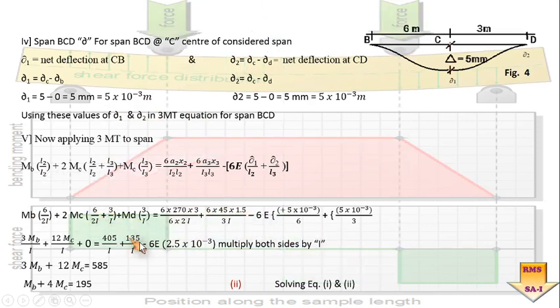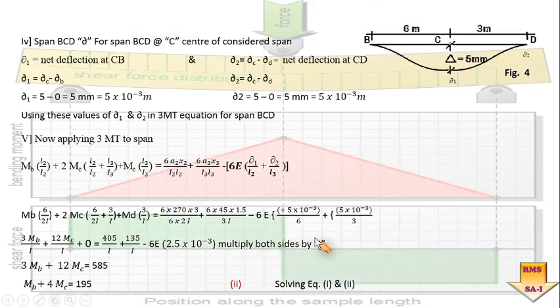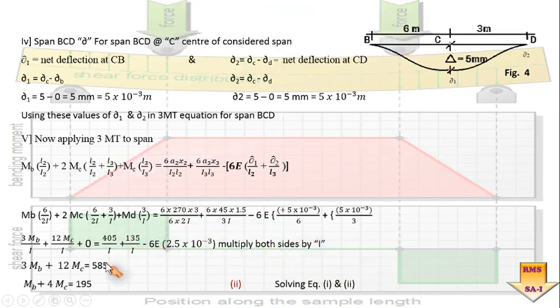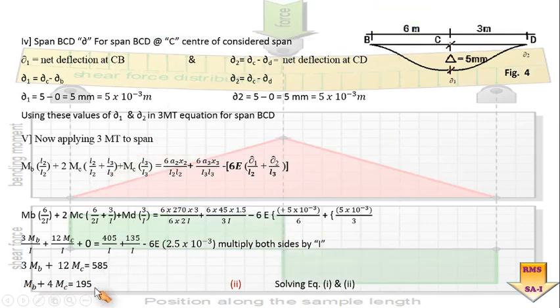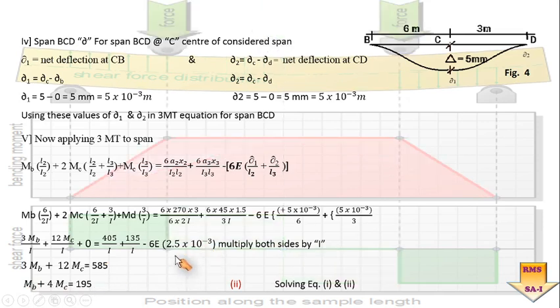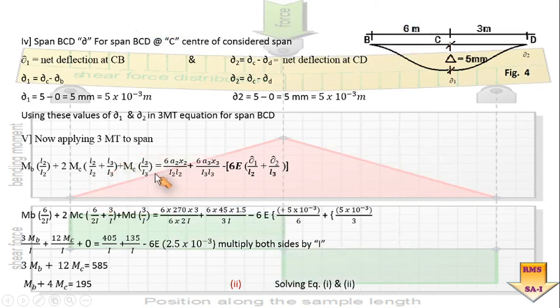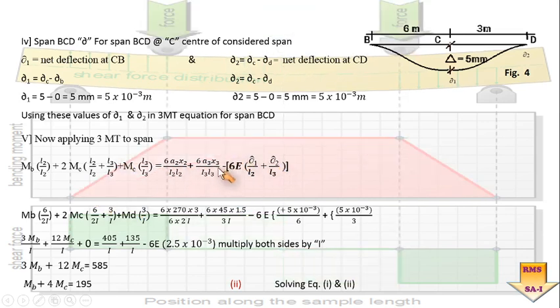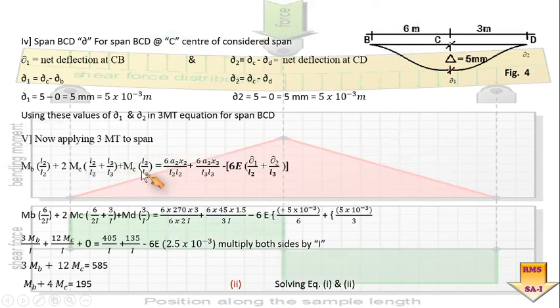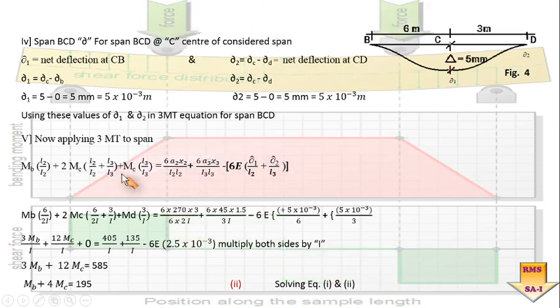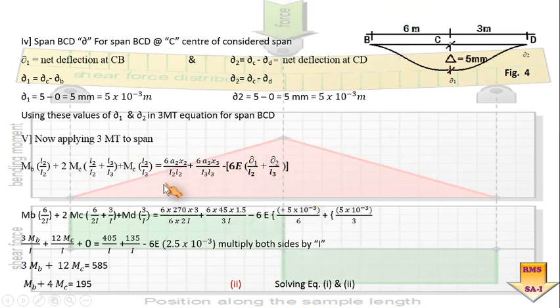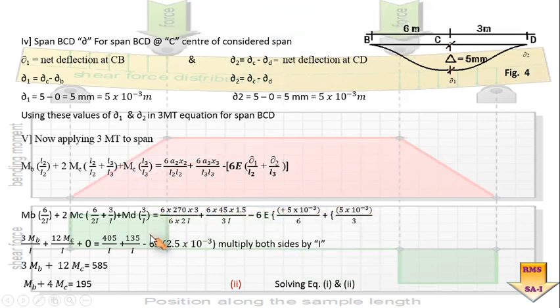Now after simplifying this, and multiplying by I on both the sides, we come across a new equation, that is MB plus 4MC is equal to 195. We have to take utmost care while simplifying this governing equation of Clapeyron's theorem, because we have to substitute all these values which we have already worked out very cautiously, along with the values of delta 1 and delta 2 along with I2 and I3. So we have to do it very patiently, and then do the mathematical calculation.